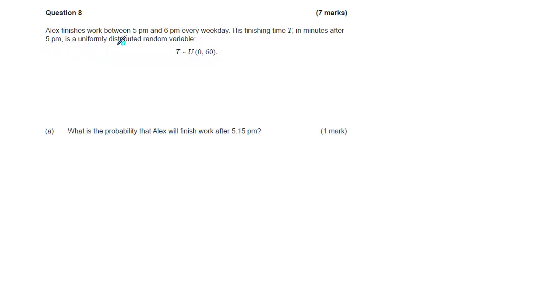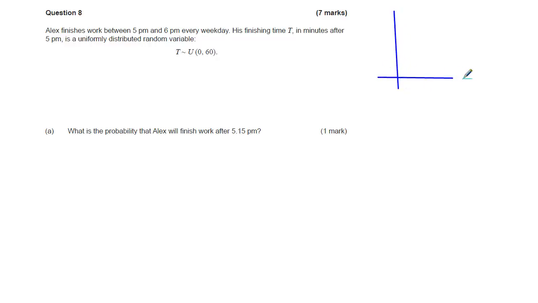Alex finishes work between 5 p.m. and 6 p.m. every weekday. His finishing time, t, in minutes after 5 p.m. is a uniformly distributed random variable. T is uniform, 0, 60. Now let's just think about what that looks like, because that's going to help us do this question.